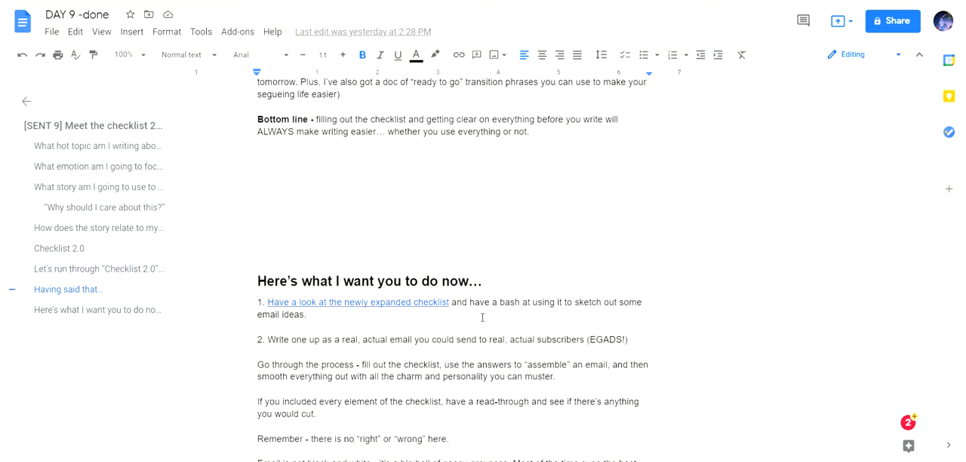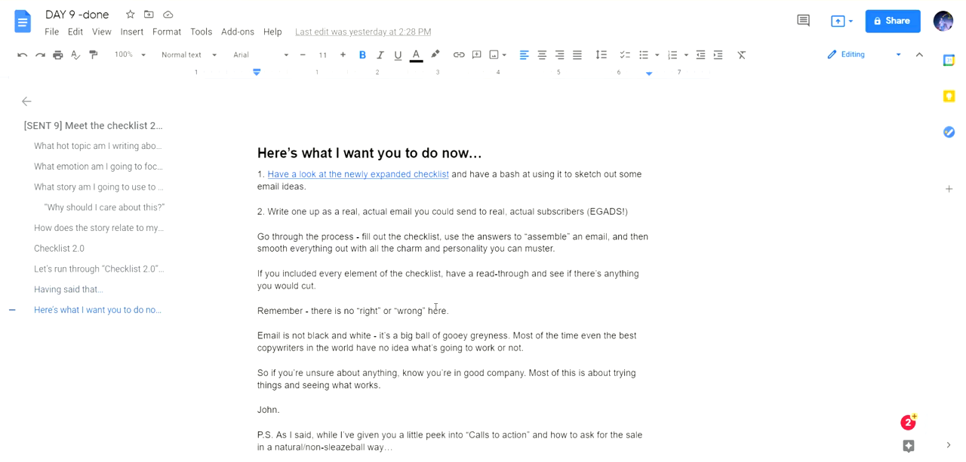So always fill out the checklist. I just find it so much easier. So that's all I want you to do today. There's nothing new to learn here. It's just taking what we've already developed and adding it into the checklist and building that habit. So just fill out a couple of checklists and see how you translate one into a real life email.